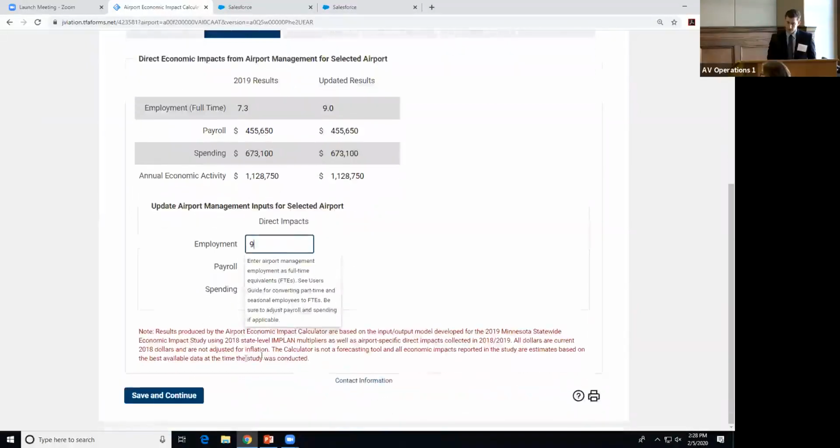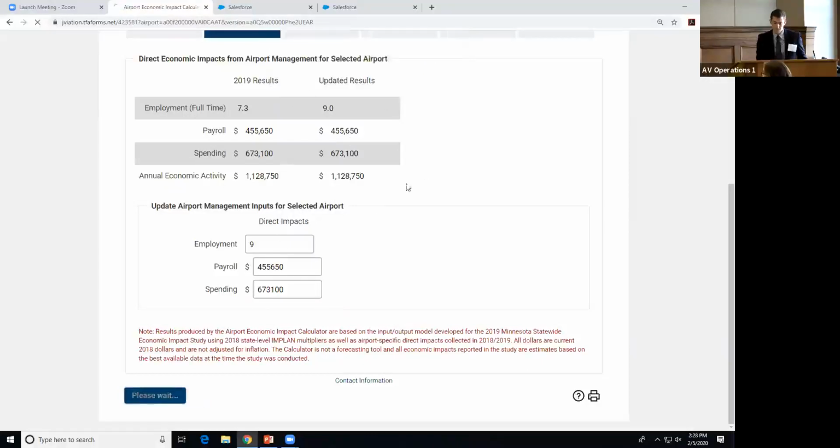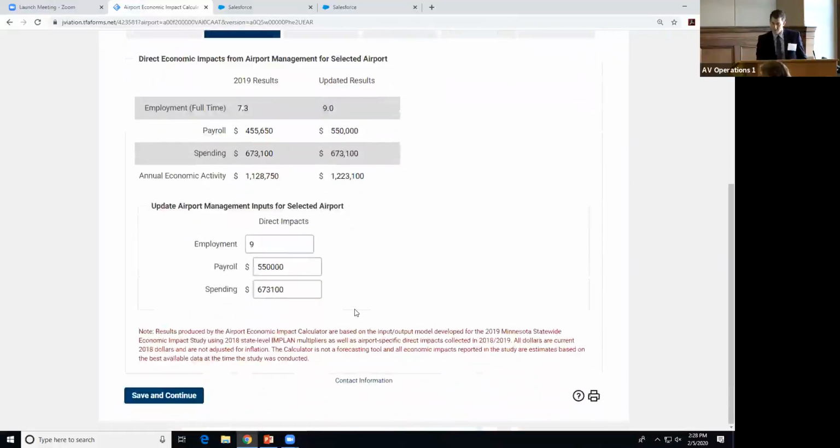So note, I clicked Save and Continue, and a little warning popped up. Did you remember to adjust payroll and spending if applicable? Well, we've adjusted our employees for the airport, so generally speaking, I would assume payroll will go up. So let's just change that to $550,000. Because you have another employee and a half more, you don't necessarily need to have more spending at the airport, but for demonstration purposes, let's say the airport has a lot more spending going on.